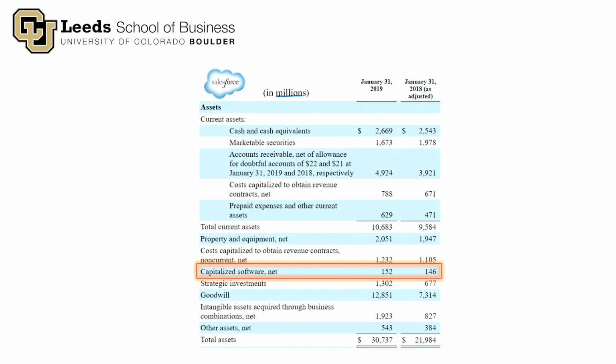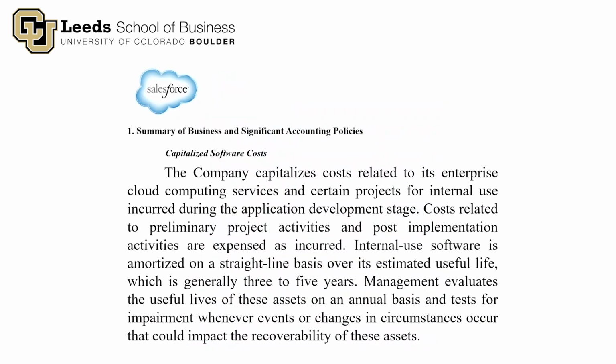And in footnote 1 to their financial statements, you can read their accounting policy for capitalized software costs. They don't specifically mention technological feasibility here, but they kind of refer to it. They say the company capitalizes costs related to its enterprise cloud computing services and certain projects for internal use incurred during the application development stage. So by the way, enterprise cloud computing services is for external purposes, right? They sell that to customers. They can capitalize that as well as they can capitalize projects for internal use. So this is external or internal use software.